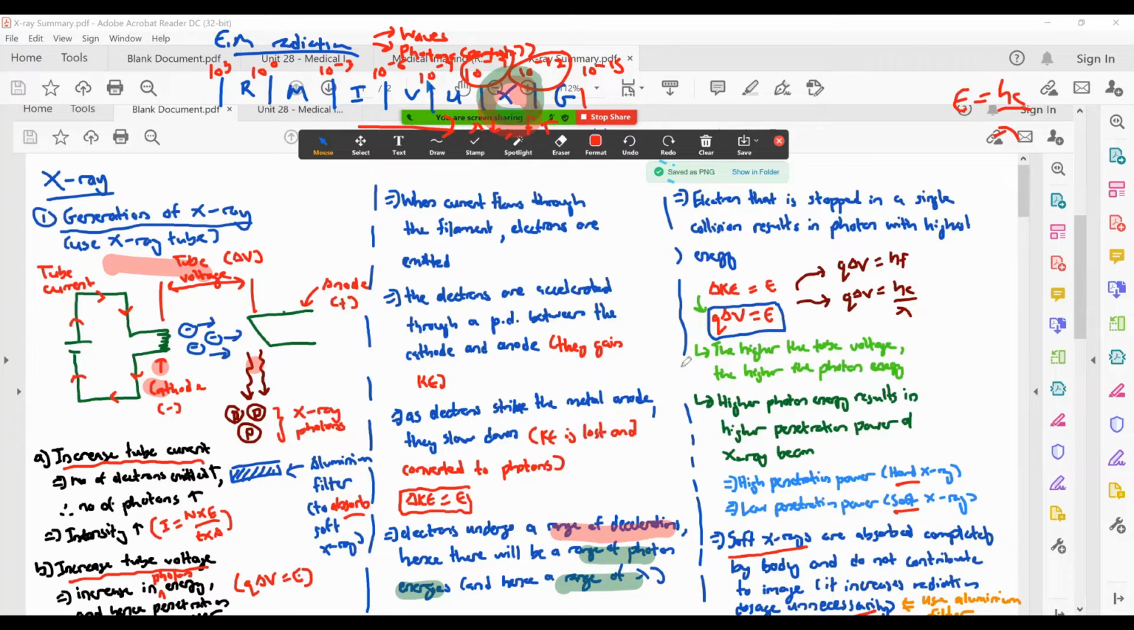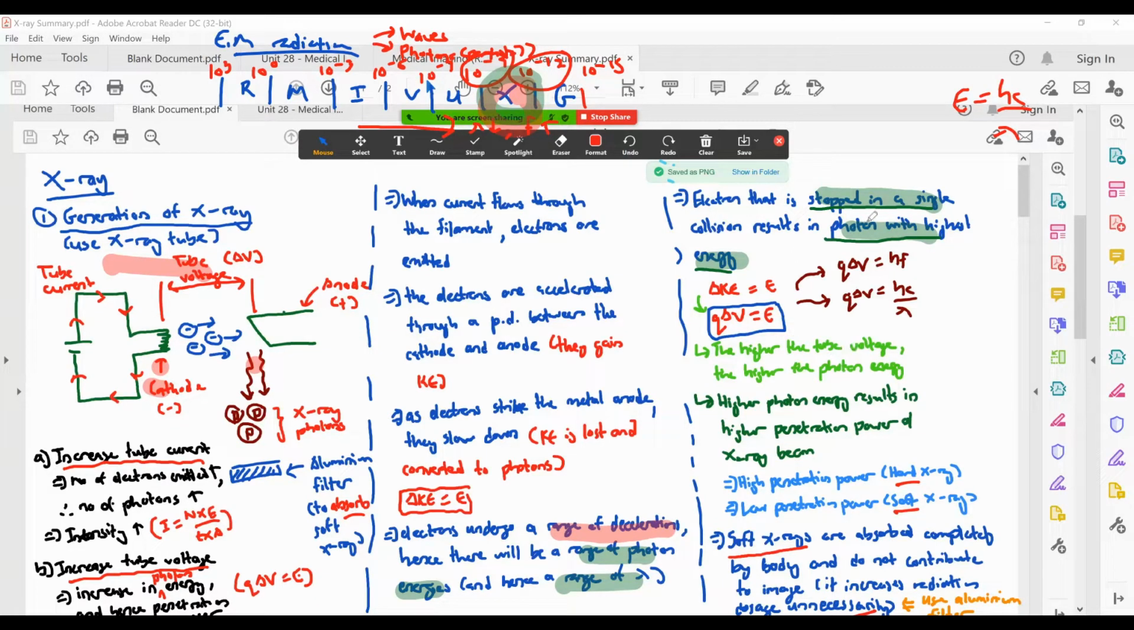Okay. Now, from there, we can make some further analysis. If we are talking about an electron that is stopped in a single collision, it results in a photon with the highest energy. Here it was mentioned that the X-ray photons come out with a range of energies, but the photon with the largest energy will actually come from an electron that has been stopped completely in a single collision. So an electron that is stopped in a single collision will result in photons with the highest energy. This is how you get the most energetic photon. This is how you get the maximum energy of your X-ray beam.